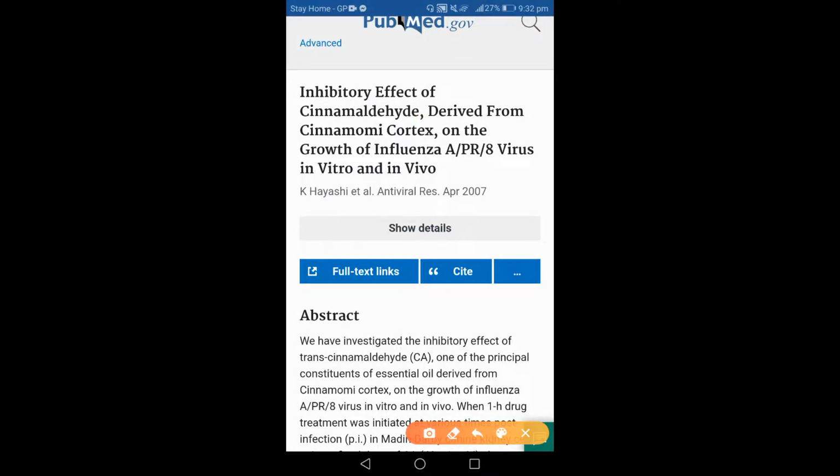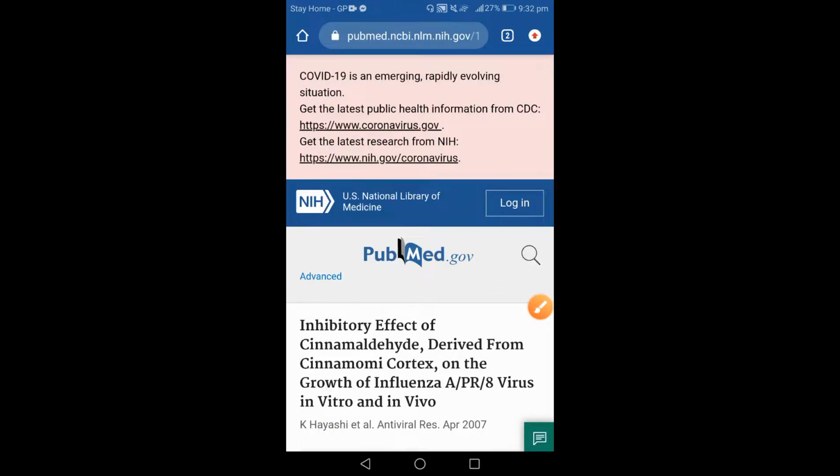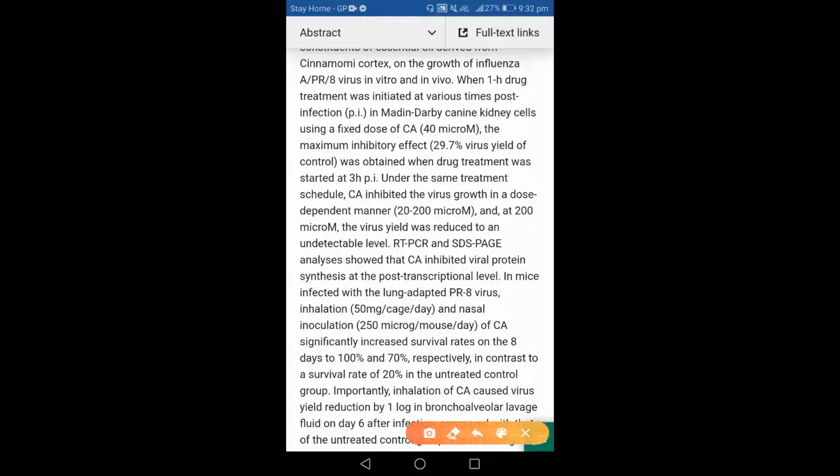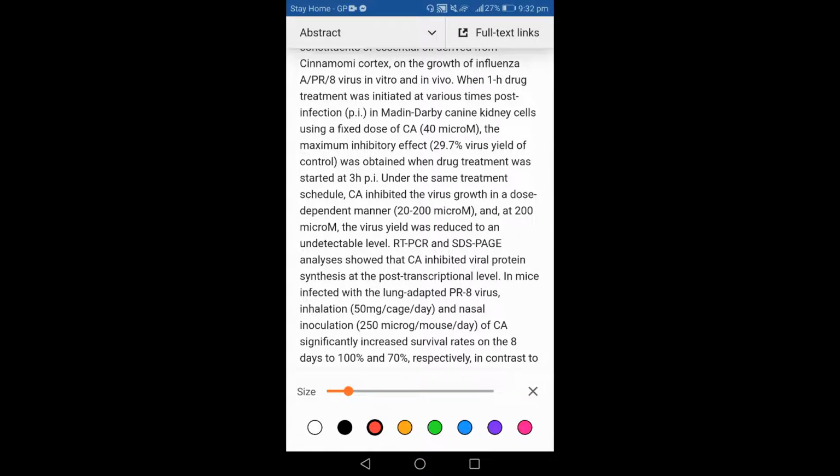Okay, so in Bangla we call it the darchini. All right, now look, as the abstract says, this abstract has been taken from the pubmed.ncbi website. Okay, so look, this compound, the cinnamaldehyde, has the ability to inhibit the viral protein synthesis at post-transcriptional level. I forgot to mention the term, the transcription.